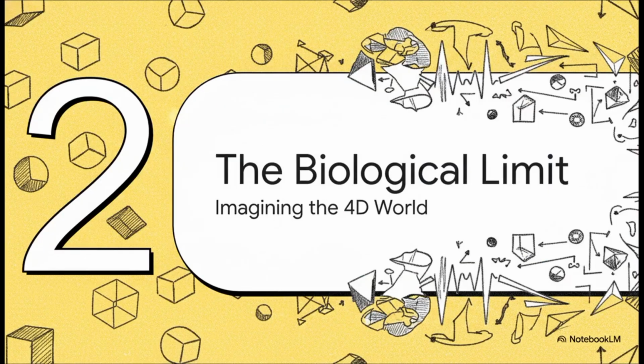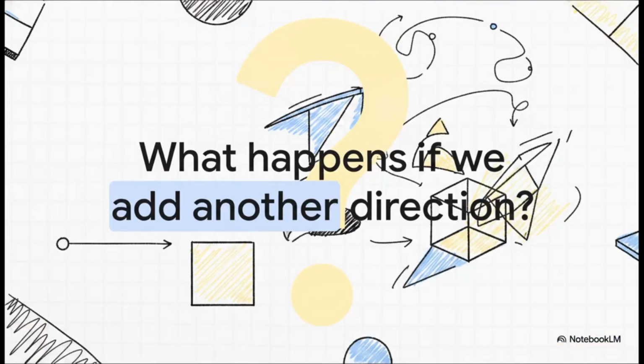Part 2, the biological limit. Imagining the fourth dimension. So the crucial point is that we are biologically limited. Our human brains actually evolved to understand and seamlessly navigate only 3 spatial dimensions. Because we're hardwired for a 3D existence, it creates this massive mental roadblock for us when we try to conceptualize anything beyond it. But what happens if we add yet another direction? What if we push past those biological limits?